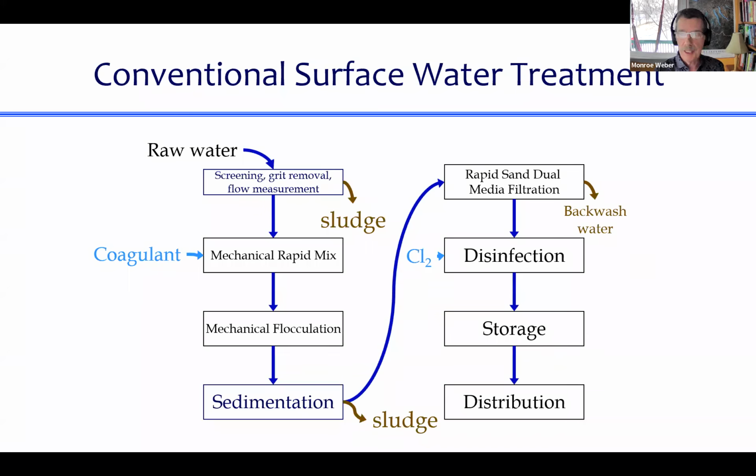And you go to a rapid sand filter, usually a dual media filter where there's anthracite and sand. And then there's backwash water that comes out of that. And you go on to disinfection and to storage and to distribution. Okay, so that's the whole picture again, to remind you where we're at in this story. And the piece that we're focusing on is sedimentation. However, in an AguaClara plant, it looks a little bit different.